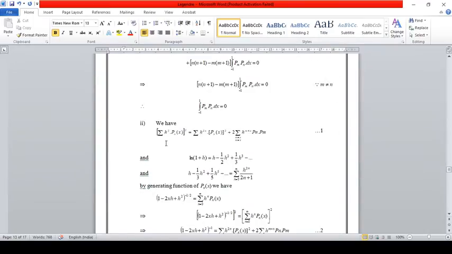Now the second condition. We have this formula: the summation of h^n P_n(x), whole square, is equal to the summation of h^(2n) [P_n(x)]^2 plus twice the summation over m not equal to n of h^(m+n) P_n(x) P_m(x).